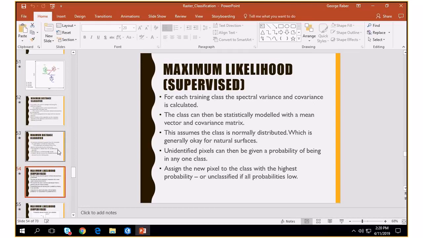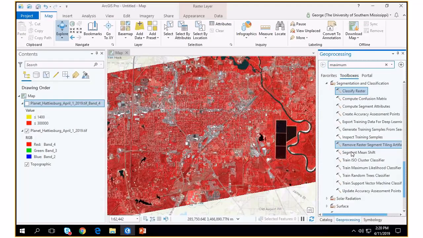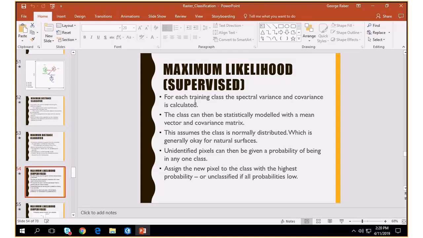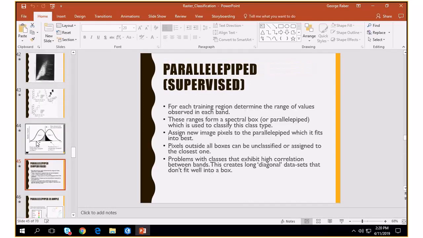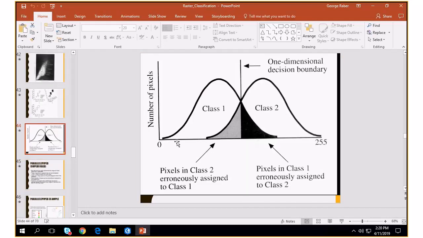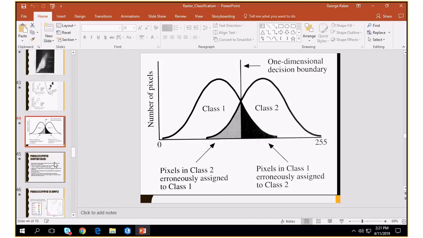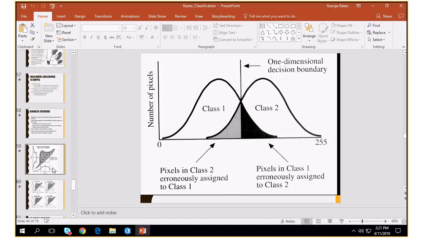Okay, so the next algorithm that we're going to talk about, this one's actually implemented in ArcGIS, is called the maximum likelihood, and it's a supervised classification technique. So just like the other ones, the spectral variance and the covariance between each bands are calculated. In other words, it's this spread in n-dimensional space is calculated.